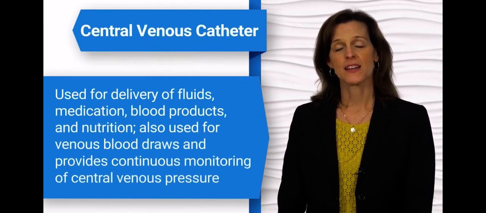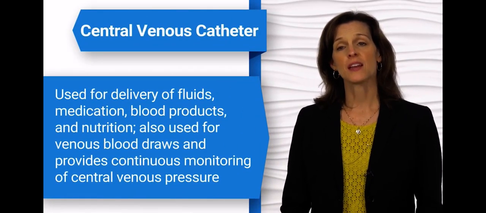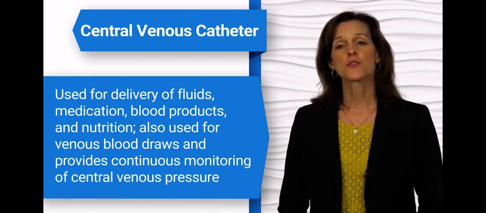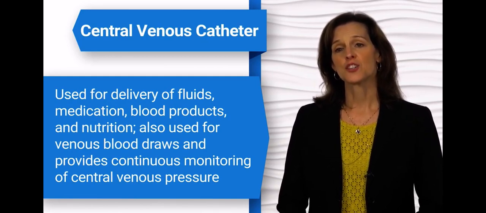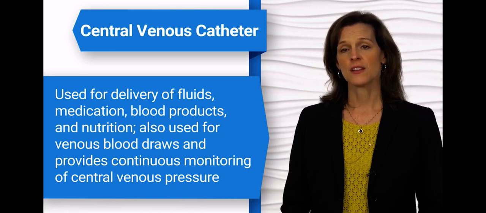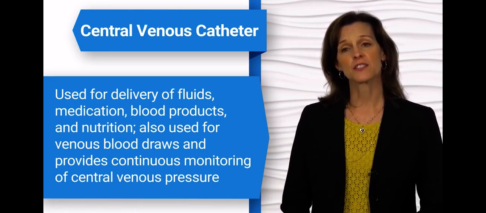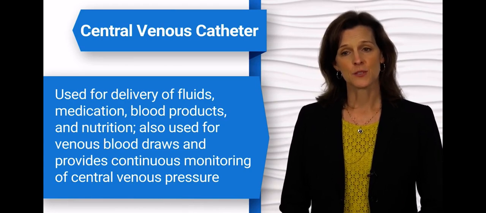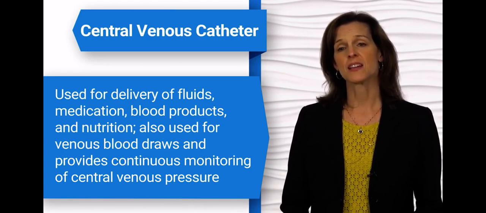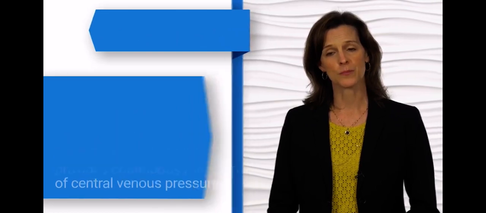The central venous catheter has multiple purposes. It can be used for input, output, and monitoring. It's used for the delivery of fluids, medication, blood products, and nutrition, also for venous blood draws, as well as continuous monitoring of central venous pressure. As a reminder, normal CVP is 0 to 8 centimeters of water.